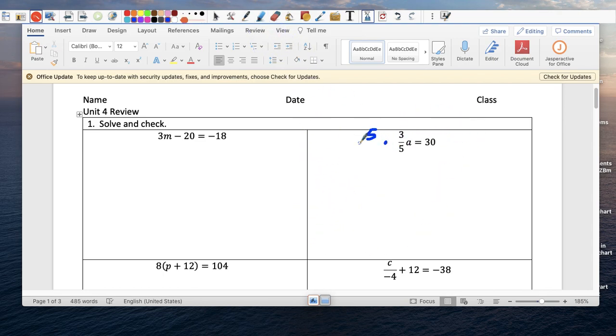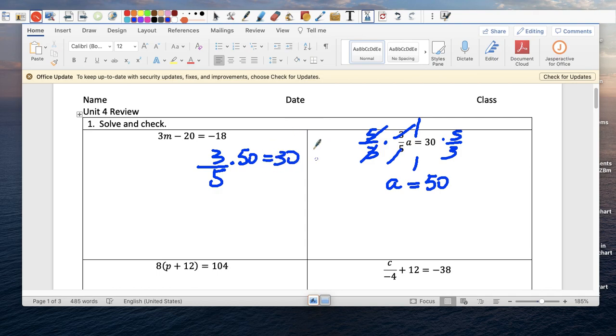Times the reciprocal, 5/3 times the reciprocal, 5/3 cross simplifies to a. Let me put the line here, and then 5/3. Then do the reciprocal on that side. 30 divided by 3 is 10 times 5 is 50. So the check is 3/5 of a, which is 50, equals 30. Oh, that's what I messed up in those 5/3. Anyways, this simplifies to 10, and 3 times 10 is 30, which equals 30 on the other side.